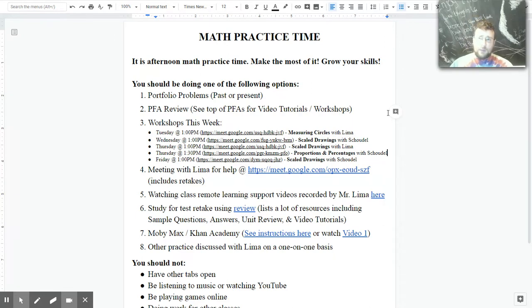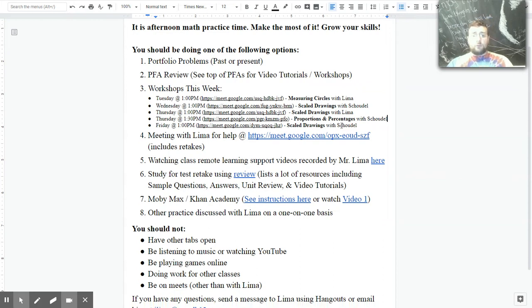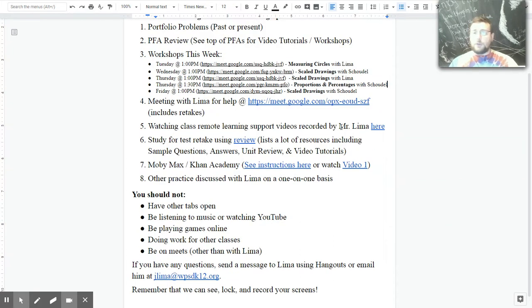So the best way to practice for it, if you're doing bad on it, is to actually do that. Lastly, if none of these things apply to you, you can do some Khan Academy or MAP or Moby Max practice, or practice other things that you have discussed with Mr. Lima, including other subjects. But make sure you check with Mr. Lima first, because during that math practice time, you are supposed to be doing math practice and not other things which are on the screen right now.